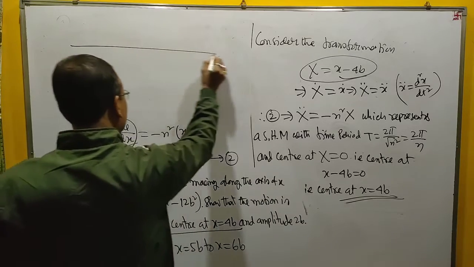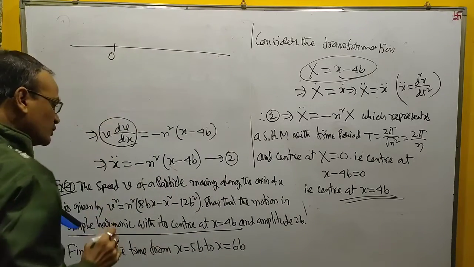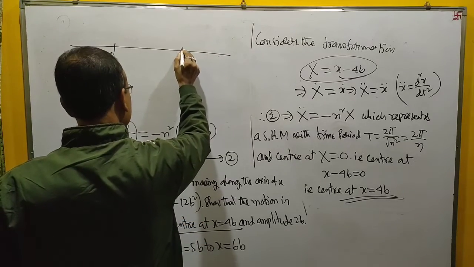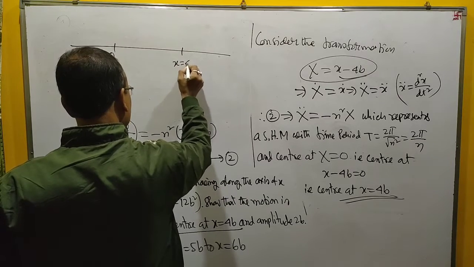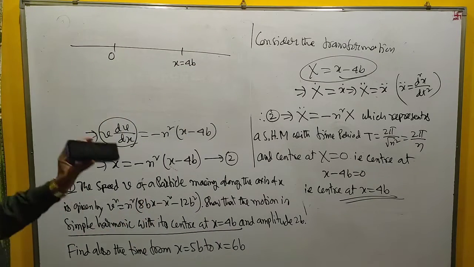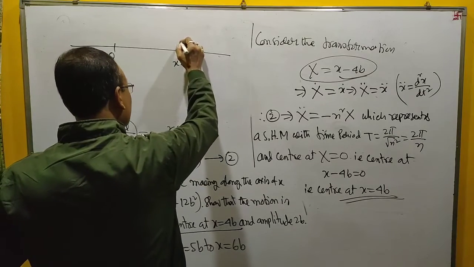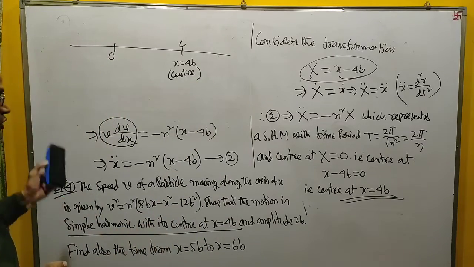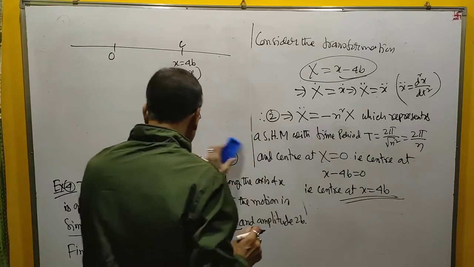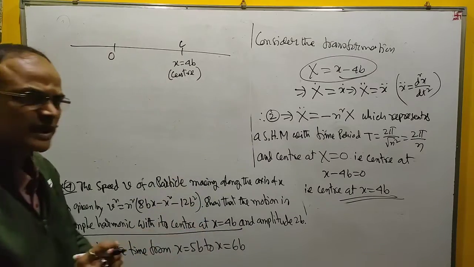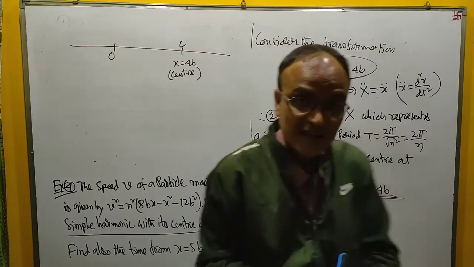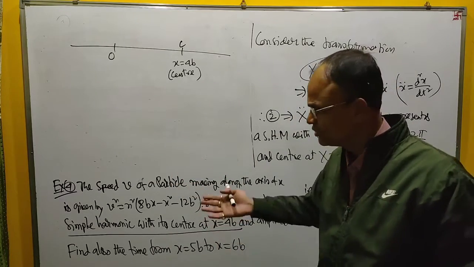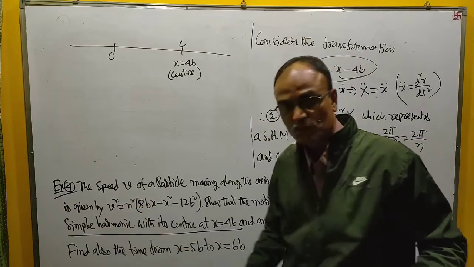Now you see, this is zero. Center is at x is equal to 4b. This is the center. Now, what is the position of rest? To find the position of rest means where the velocity of the particle is 0. Position of rest means velocity is equal to 0.